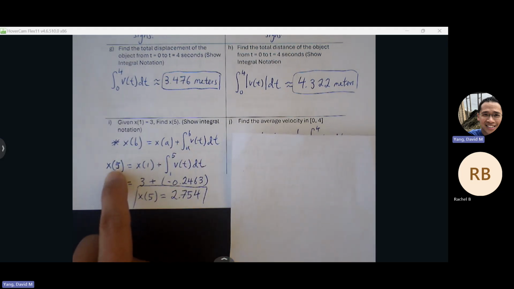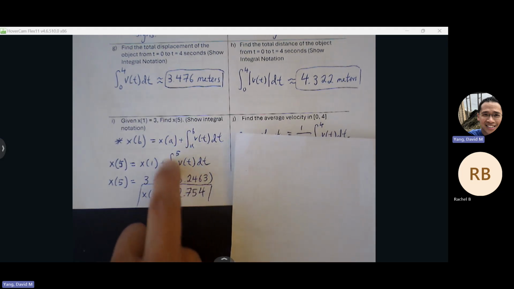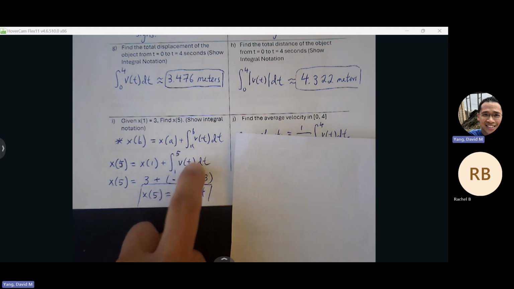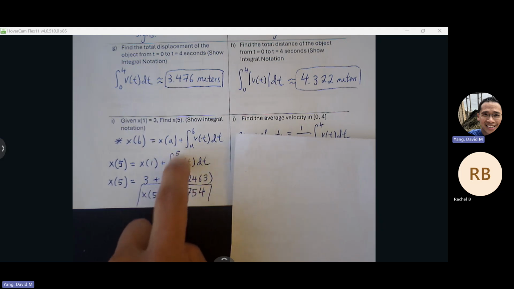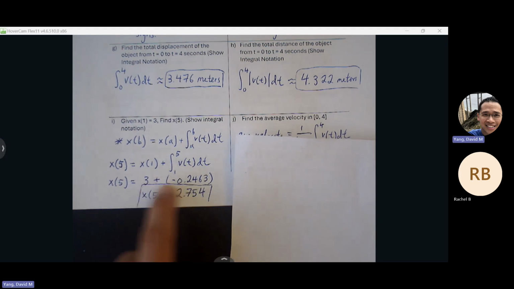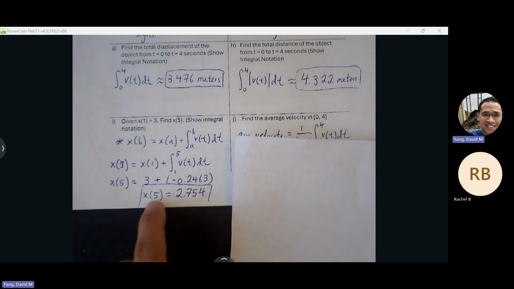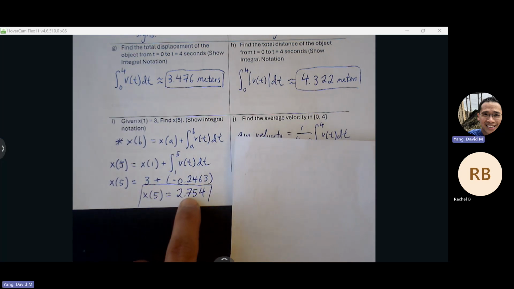So I'm looking for my particle's location at t equals 5. I have the particle's location at t equals 1. And now I'm just trying to figure out how much progress has my particle made in that time period from 1 to 5. So x of 1 is 3. So that means he's starting off at 3 on the x-axis, but then in this time interval, he's going to go backwards or go left, 0.246. So then combine that, that means that at t equals 5 seconds, he's going to be at 2.7 on the x-axis.